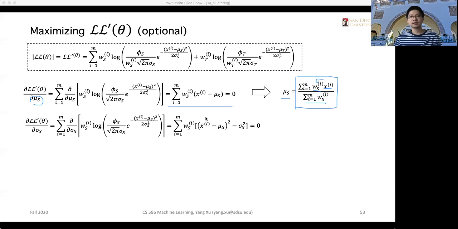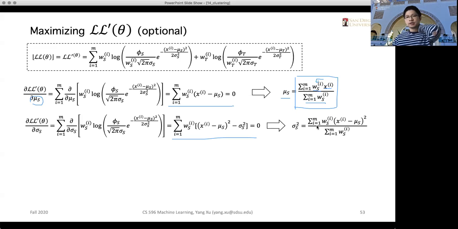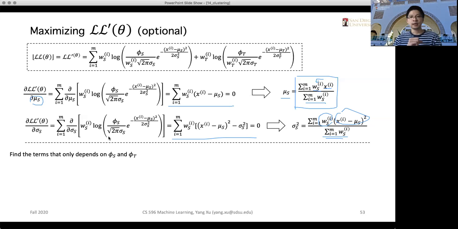For sigmas, we have this term set to 0, and we can also solve it. It turns out that the sigma of salmon is the weighted summation of all the variance around the mean of salmon, weighted by the same denominator, which is the summation of all the posteriors. So we use the same weights, which are the posteriors. Similarly for mu of t and sigma of t here.